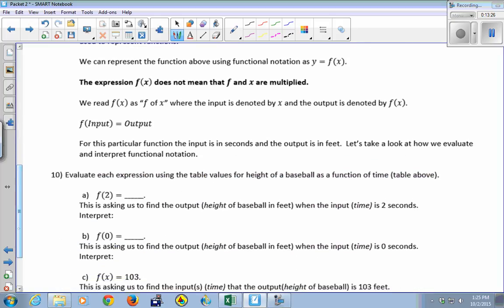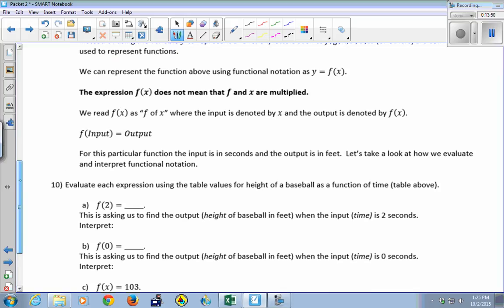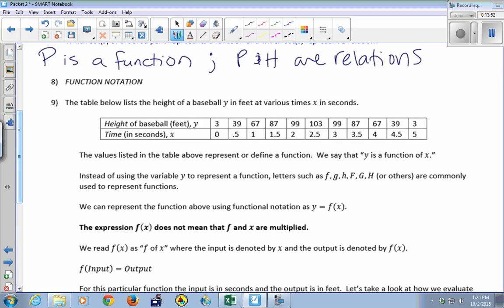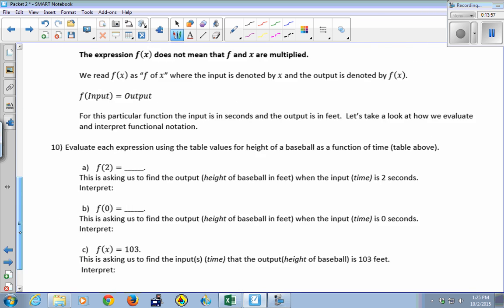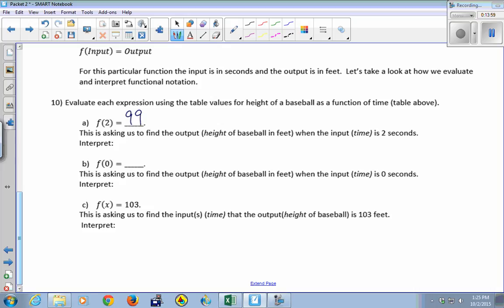So for this particular function, input is in seconds, output is in feet, the height of the basketball. So we're going to look at how to evaluate and interpret some function notation. If I would like to evaluate f of 2, this is asking us to find the output, the height of the basketball, when the input of time is 2 seconds. Okay. So we go up to our table. When the time is 2 seconds, what's the height of the basketball? 99 feet. So this is 99.